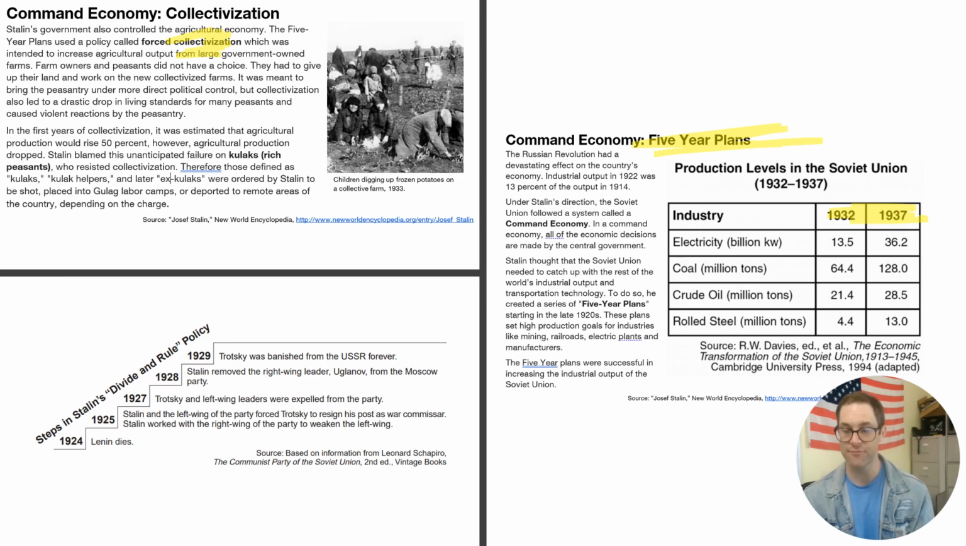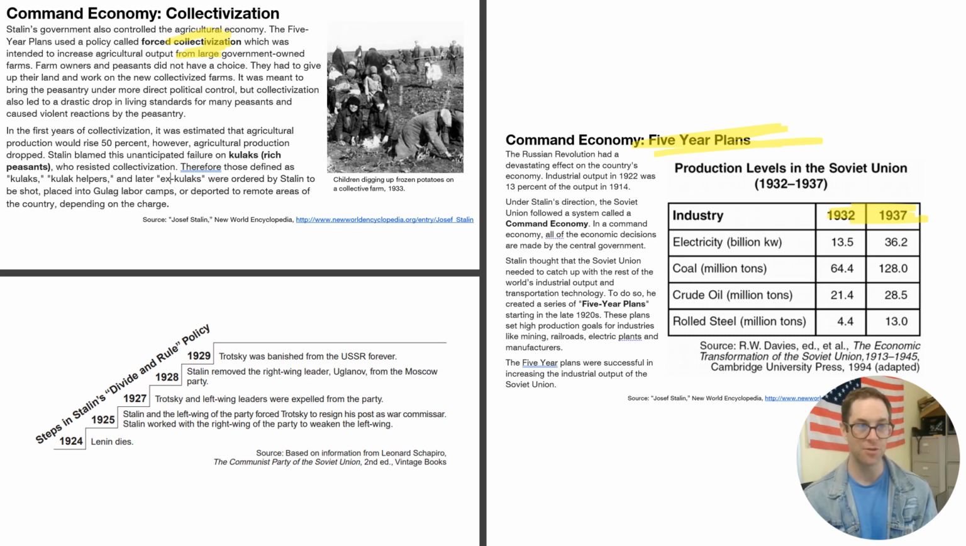The most famous would be the larger one on the right side here, the command economy, the 5-year plan. And you'll notice that on the graph, it shows 1932 to 1937, his 5-year plans. And in a way, it works. The industrial levels of Russia rise. Electricity, coal, iron, and steel are all going to increase, making Russia more powerful industrially.